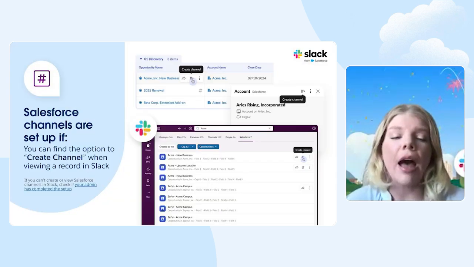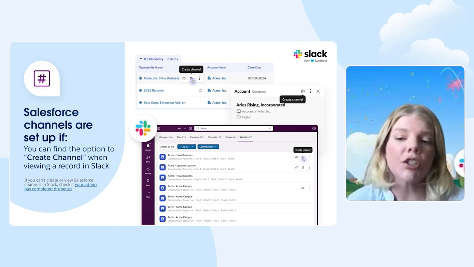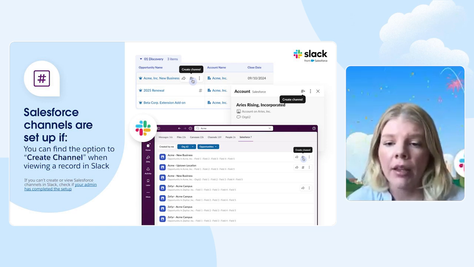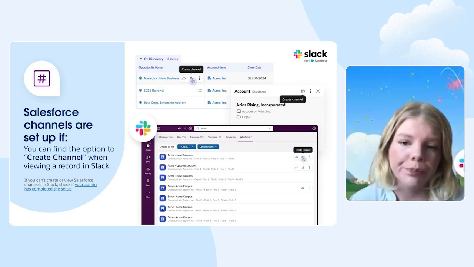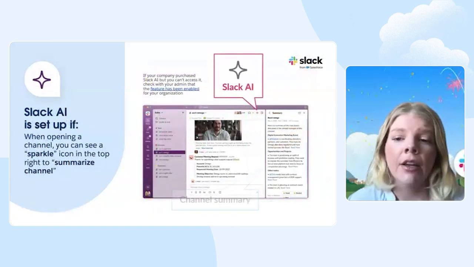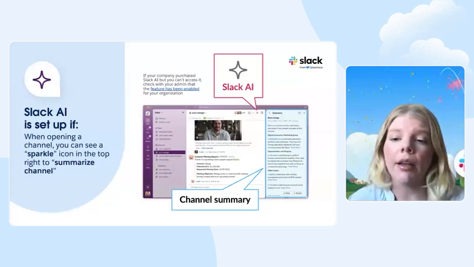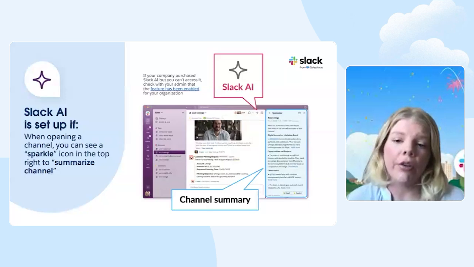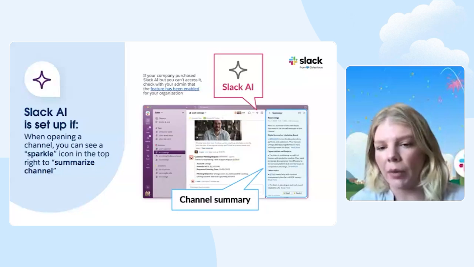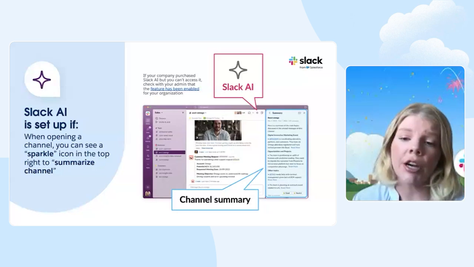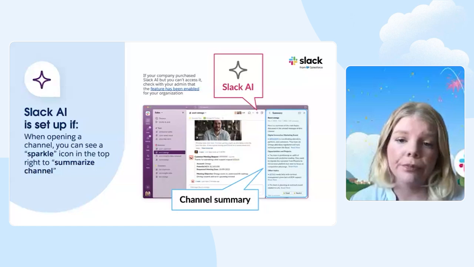For Salesforce channels, you'll find the option to create channel when viewing any Salesforce record in Slack. If the Salesforce channel is already created, you'll have the option to view it. If you can't create or view Salesforce channels in Slack, please check with your admin to ensure the setup is complete. They can refer to the admin setup guide that's available for download. And for Slack AI, when you open a channel, you should see a sparkle icon in the top right corner that lets you summarize the channel. If your company has purchased Slack AI, but you're unable to access it, please reach out to your admin. They can verify whether your feature has been enabled for your organization or not.